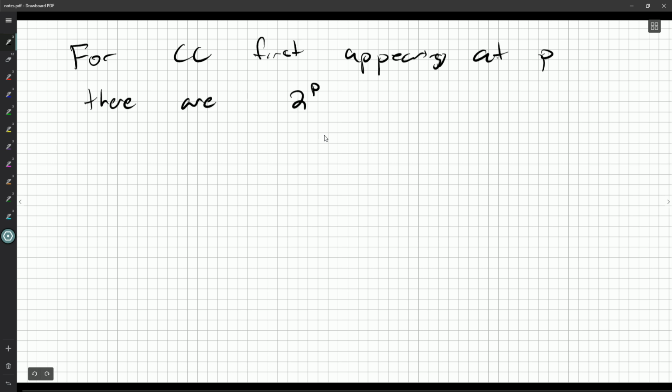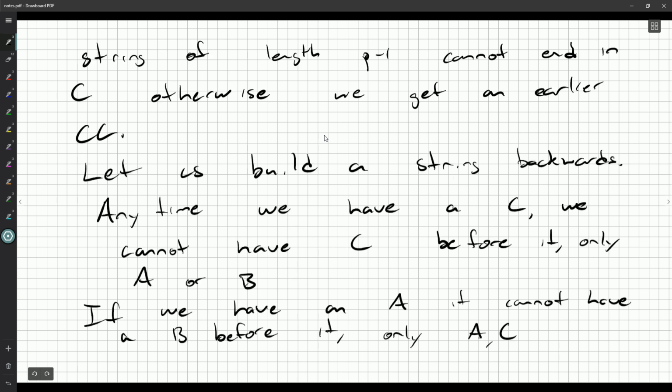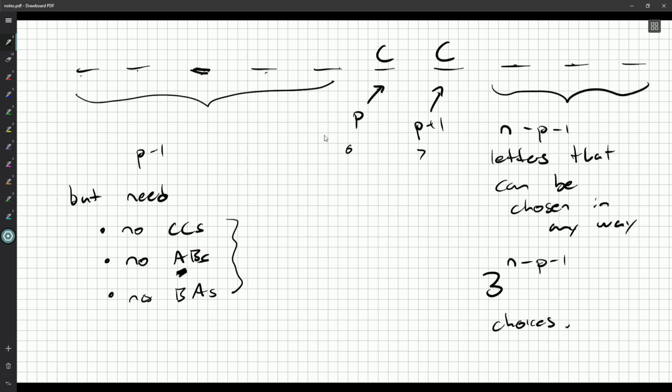So, for the first CC first appearing at position P, there are 2 to the P minus 1, and then 3 to the N minus P minus 1.